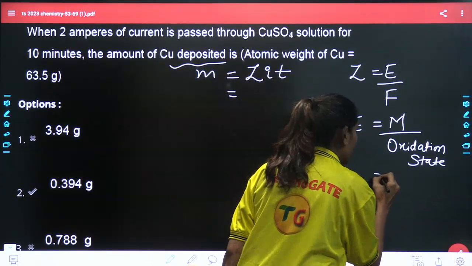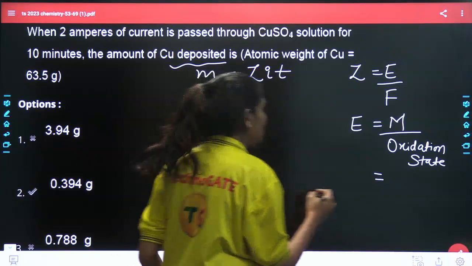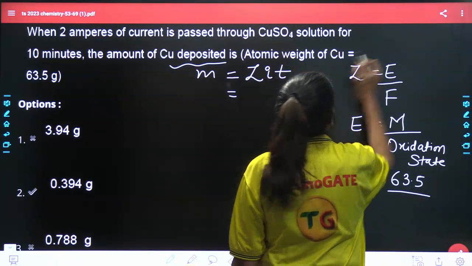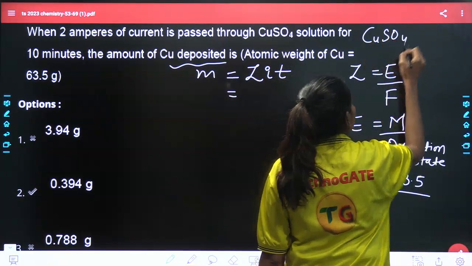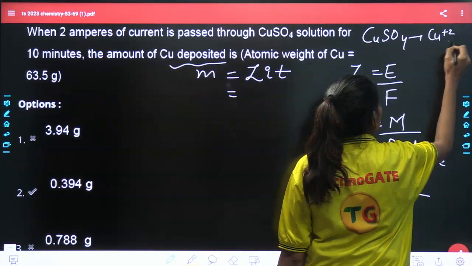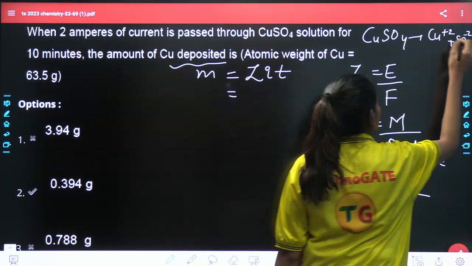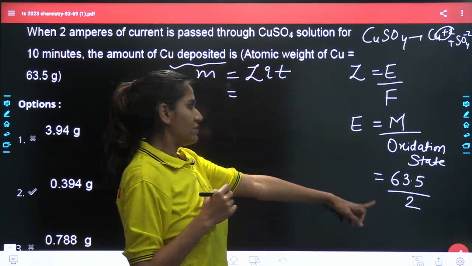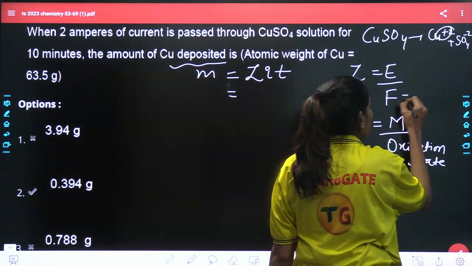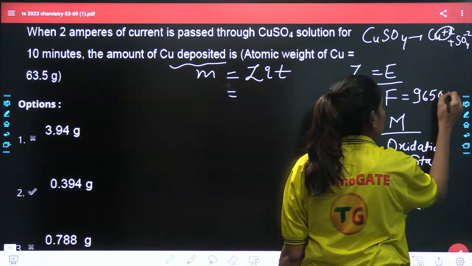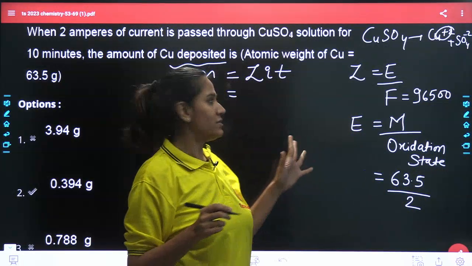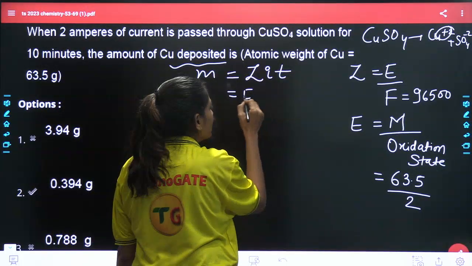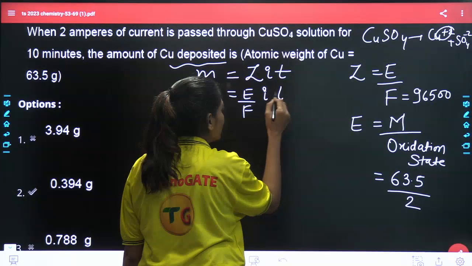So here, molecular mass of copper is 63.5 gram, and here CuSO4. So here copper sulfate is in the form of Cu2+, and sulfate SO4 2-. So what is its oxidation state? Plus 2. So here we would write this plus 2. The F's value we know is 96500. Okay, that is Faraday's value. Now here we will just put all the values. In place of Z we will put E upon F, here I, and here t.